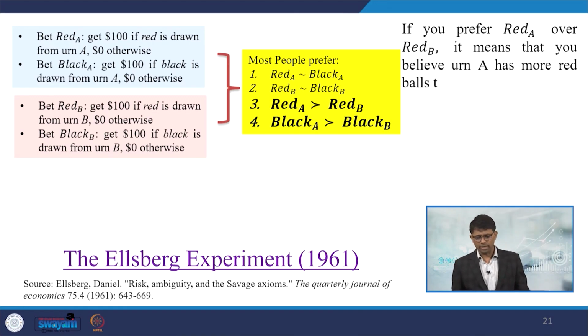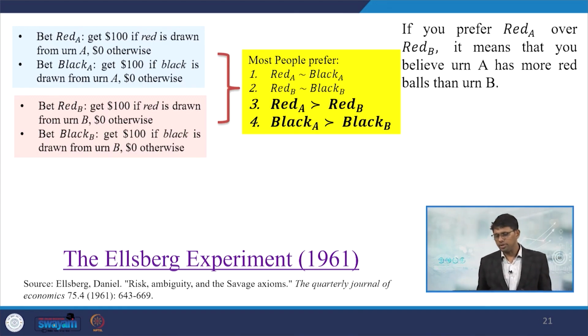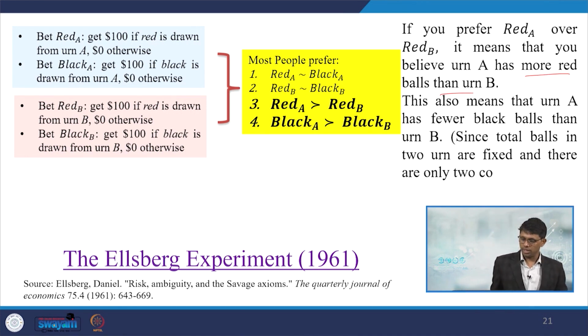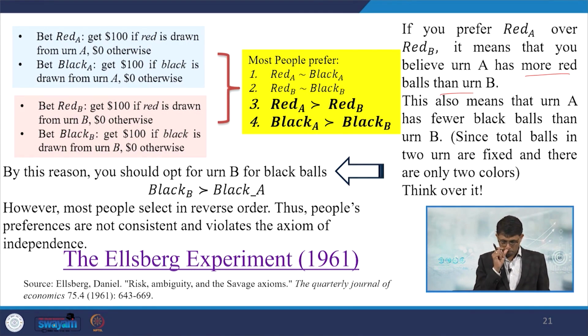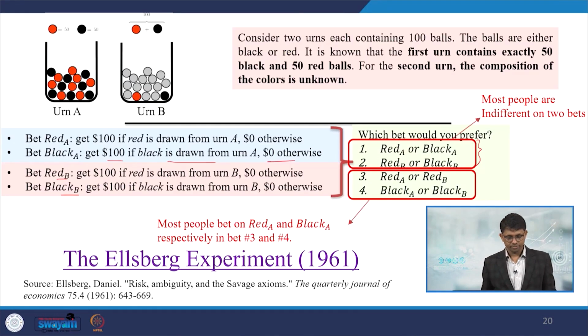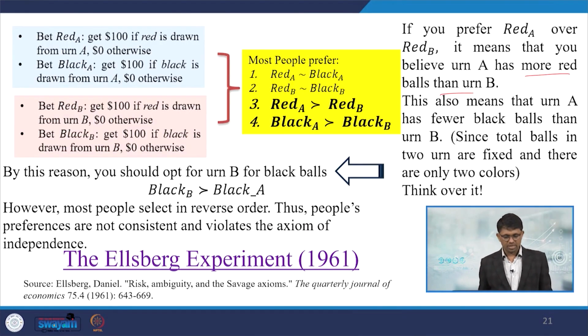If you prefer red A over red B, it means that you believe that urn A has more red balls. Similarly, if you prefer black A over black B, that means you feel that black balls are more in A, or black balls are fewer in urn B. And so, what really happens? By this reason, you should opt for urn B for black balls. You can just have a look. All right. So, that means black B should be more preferred than black A. However, most people select in reverse order.